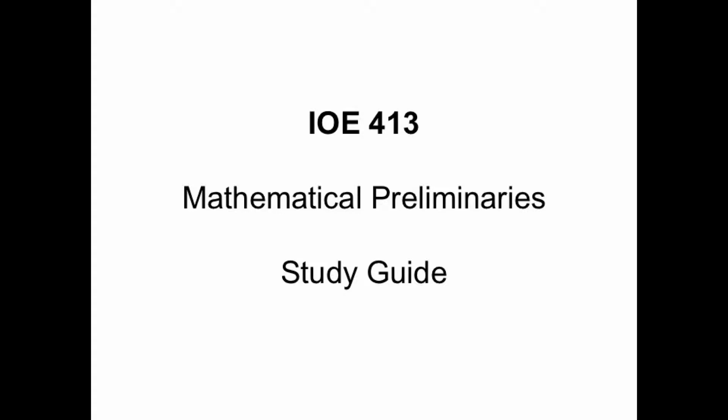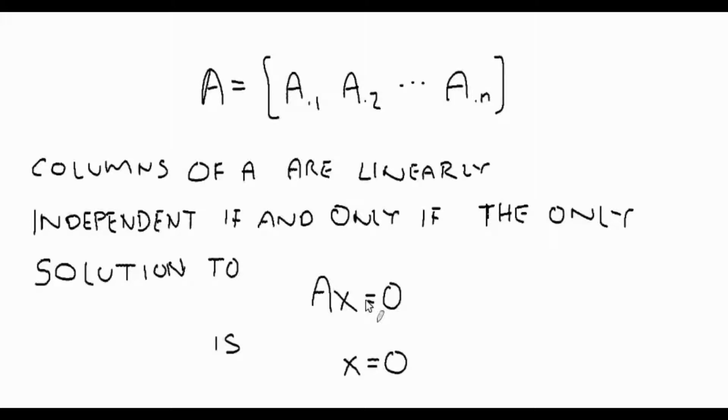IOE 413, Mathematical Preliminaries Study Guide. Let's begin by reviewing the concept of linear independence of columns of a matrix. Consider the matrix A, and it has columns A.1, A.2, up through A.n when there are n columns in the matrix. So the columns of this matrix A are linearly independent if and only if the only solution to Ax equals 0 is x equals 0.